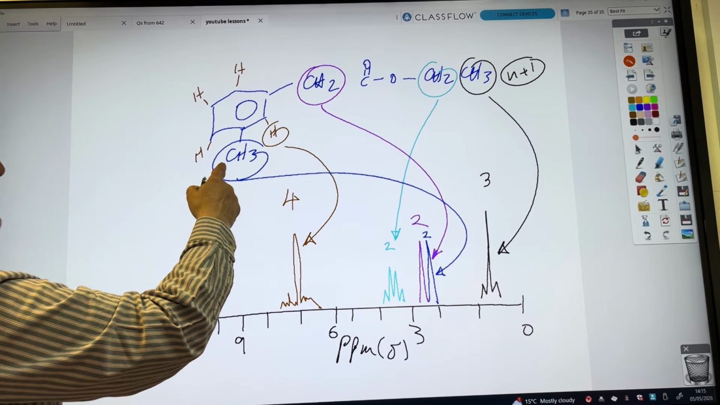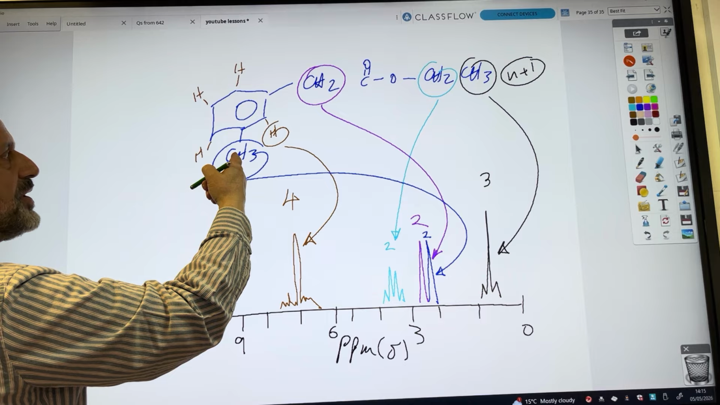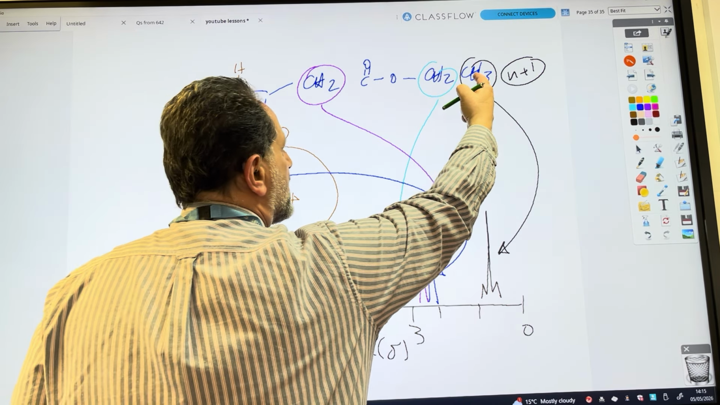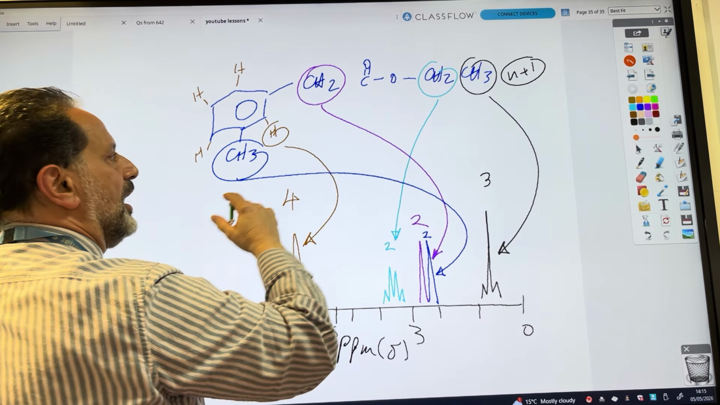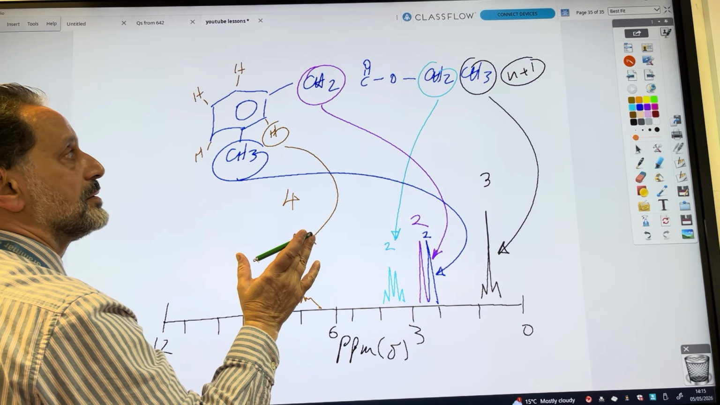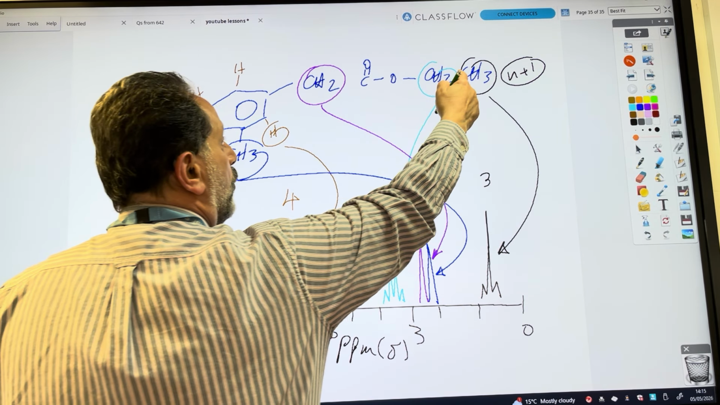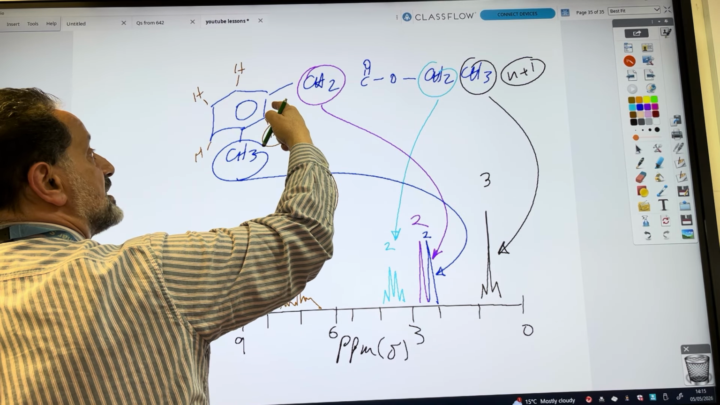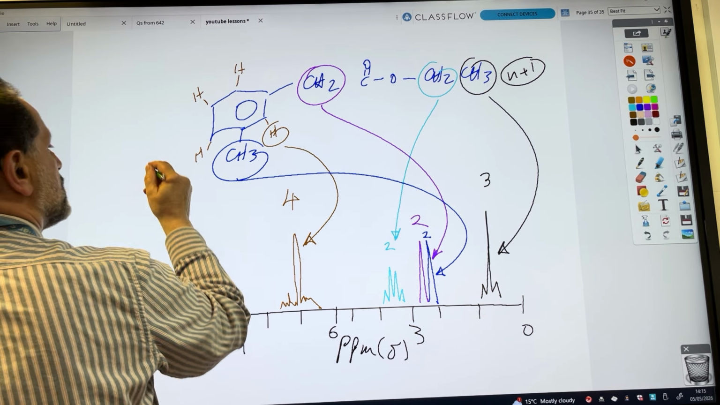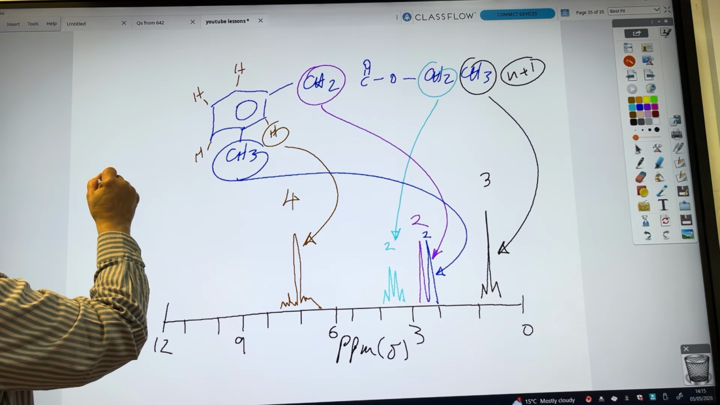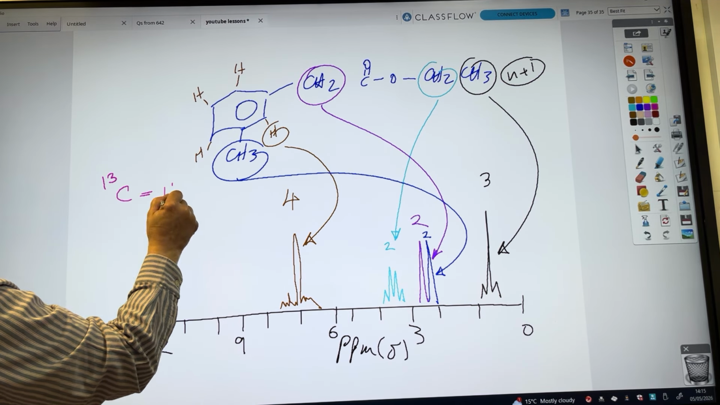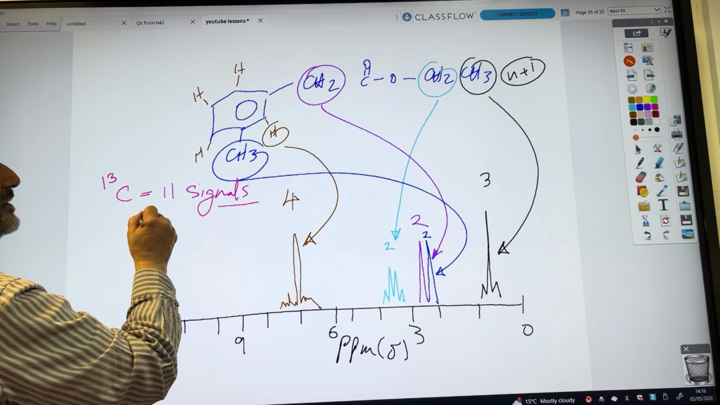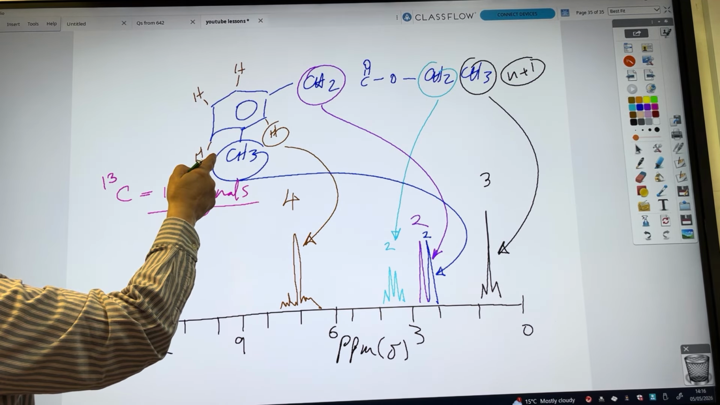Now, the way I've drawn it is an asymmetrical molecule. It means every one of these carbons is sitting in a unique position. So 1, 2, 3, 4, and then there are 6 here, 10, and that's 11. So as far as carbon-13 is concerned, there are 11 signals here, right, for this particular one.